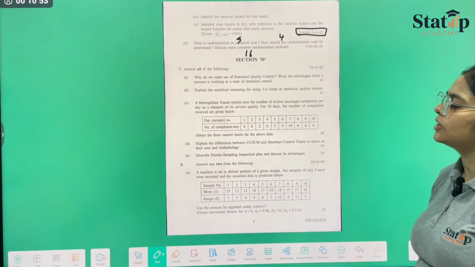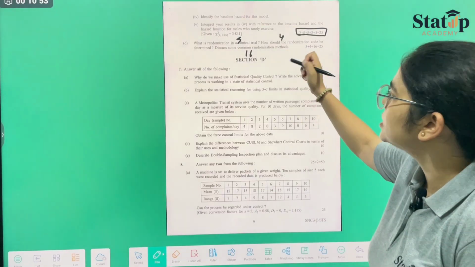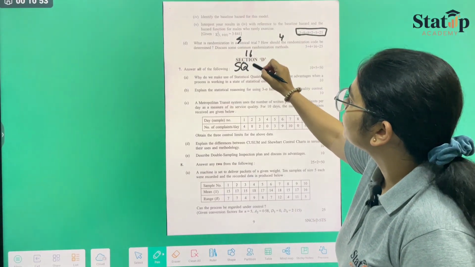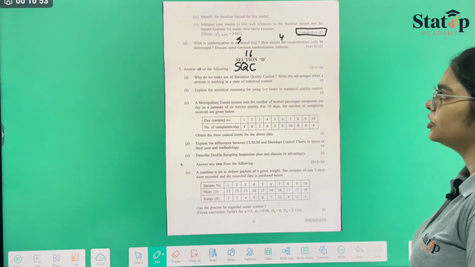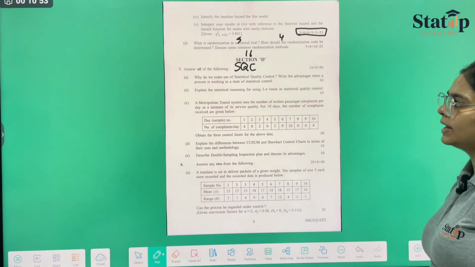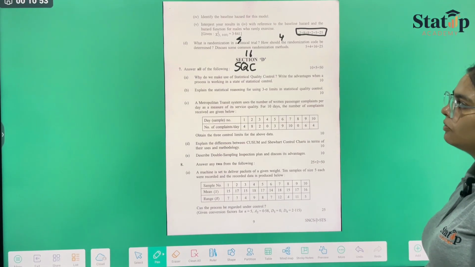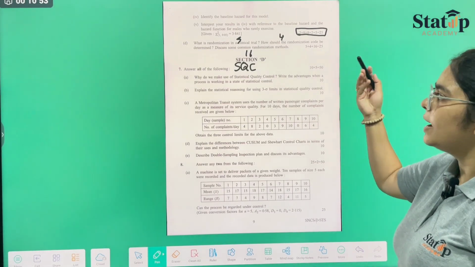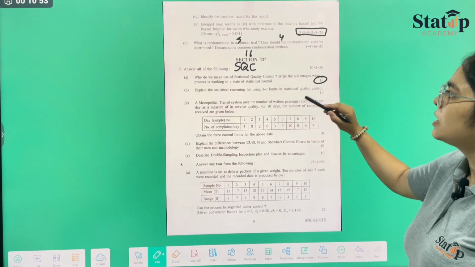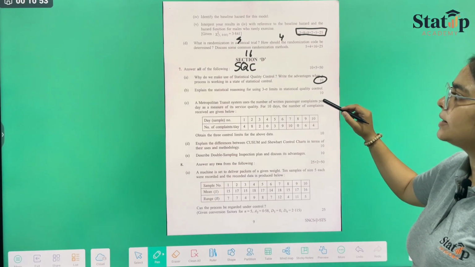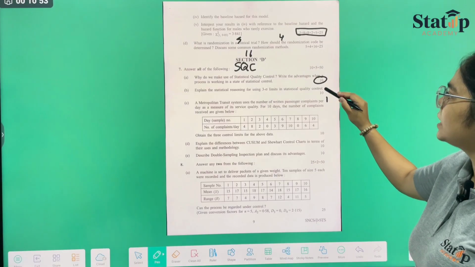Now moving towards section D. Section D here was statistical quality control, SQC. They haven't mentioned this. It might be a printing error. So question number 7A, what is statistical quality control? Advantages, 10 marks. Explain the statistical reasoning for 3 sigma limits, 10 marks.